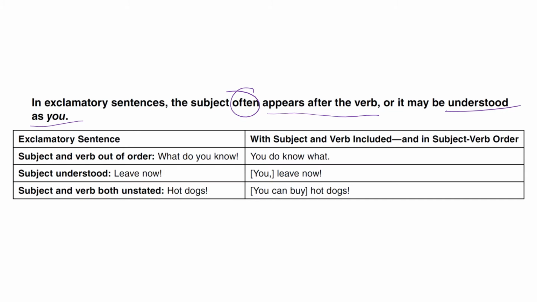Finally, subject and verb both unstated. Hot dogs. Usually when someone is shouting hot dogs, it means you can buy hot dogs here in this place, or I am selling hot dogs here. So you can buy. So this is the subject you again, and the verb here, both of them unstated. So those are three different examples of exclamatory sentences, and in front of them you see the explanation of how we can identify the subject.